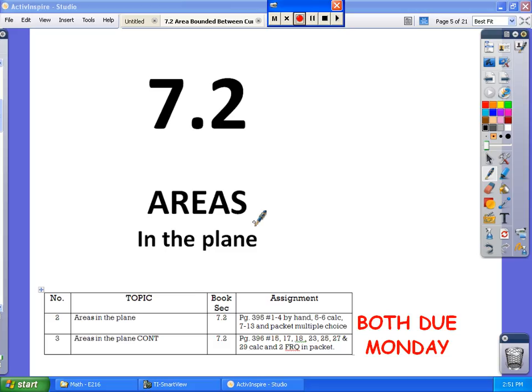Hi class, this is a review of areas that I did on Friday. Felt like we were cut a little bit short, so I wanted to give a little bit of a summary before you had to do your homework.